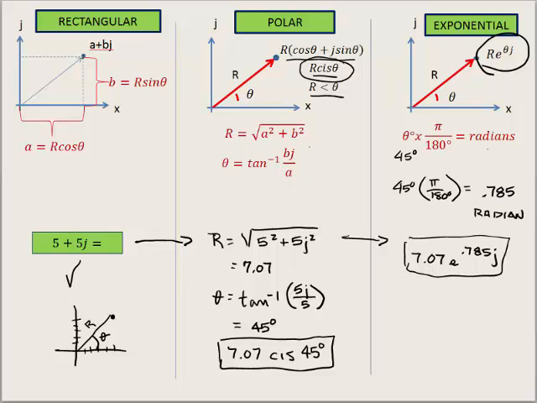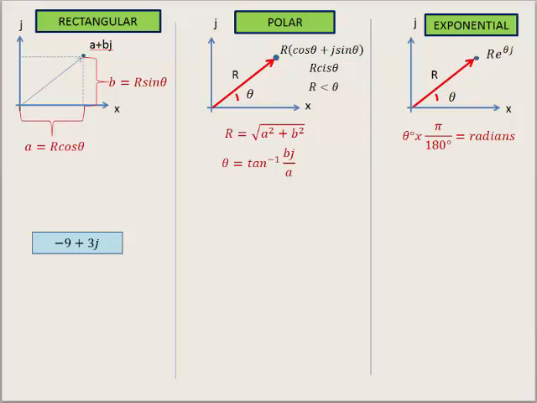Want to try it again? Here's another example. We're going to do the same thing, only this time it's negative 9 plus 3j. Well, let's find that. I'm sorry. That is supposed to be yours. This is the one we're supposed to work on. We'll get to that slide in a minute. That's going to be your problem to work on. So here we go. Let's try this one. This is the one I want to do for you.